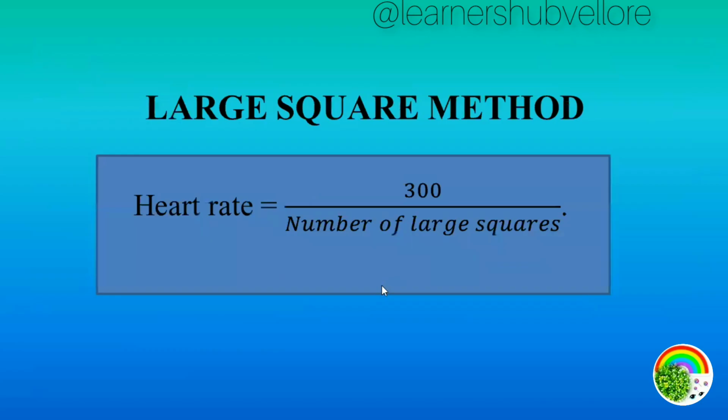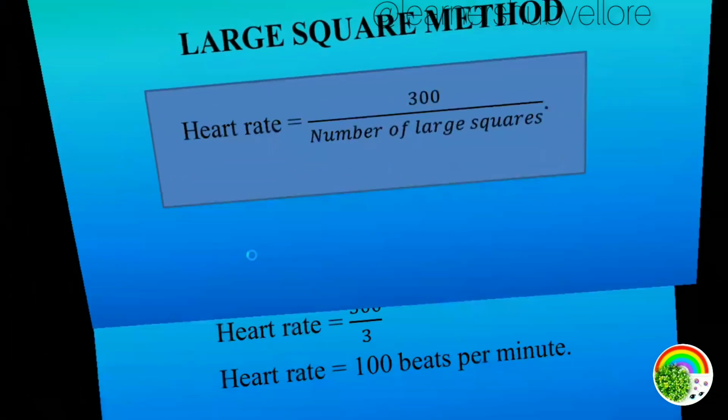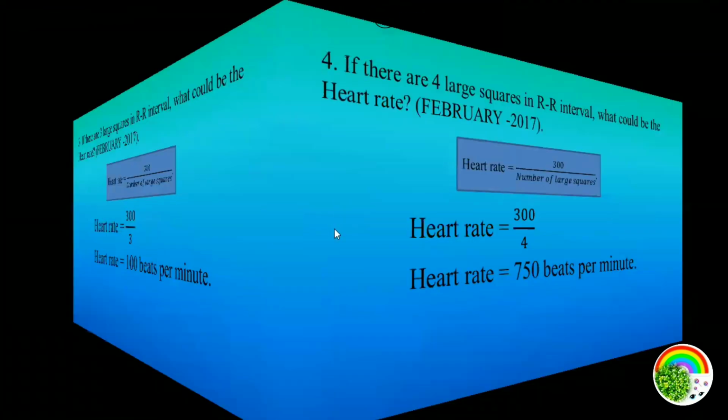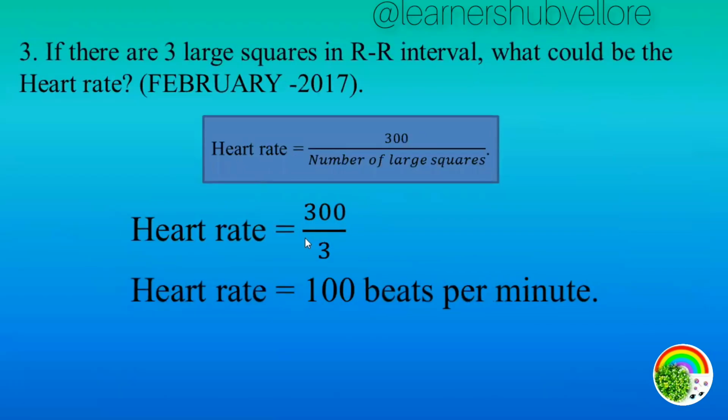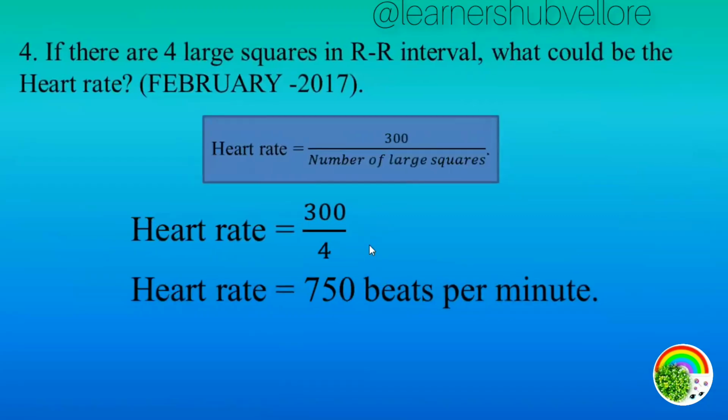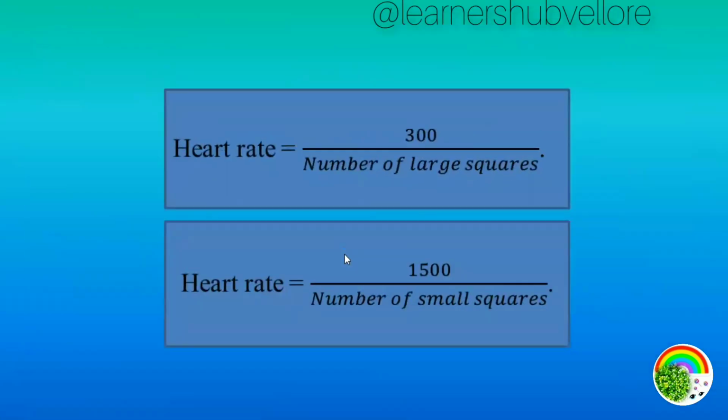Now coming to the large square method. If you want to find the heart rate, it is 300 divided by the number of large squares. See here, if there are 3 large squares in the RR interval, 300 divided by 3 is 100. Simple. Another example, 4 large squares are given in the RR interval. So 300 divided by 4 is 75 beats per minute.